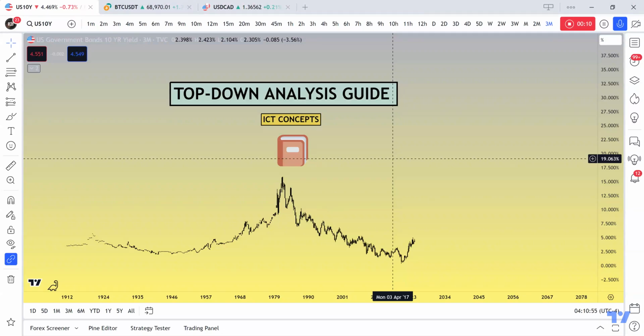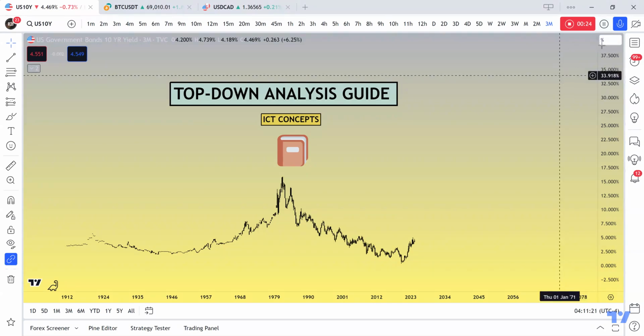Trade Like a Sniper video where I use a top-down analysis approach to frame a trade on a lower time frame. And this is all done using ICT's concepts. This is how I build bias, and this is how I build narrative and enter trades. Without further ado, let me scrunch up the chart.